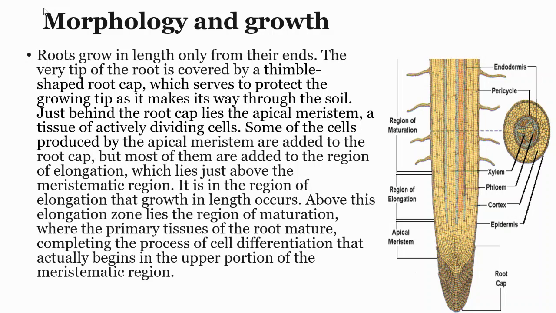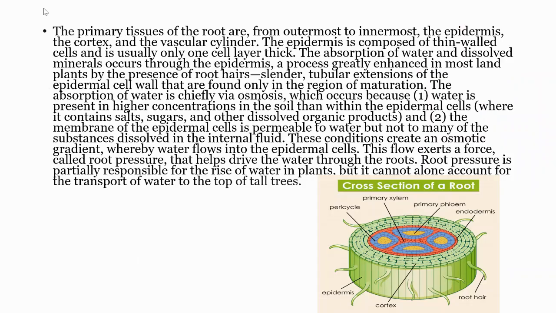Above this elongation zone lies the region of maturation, where the primary tissues of the root mature, completing the process of cell differentiation that actually begins in the upper portion of the meristematic region. The primary tissues of the root are, from outermost to innermost, the epidermis, the cortex, and the vascular cylinder. The epidermis is composed of thin-walled cells and is actually only one cell layer thick.